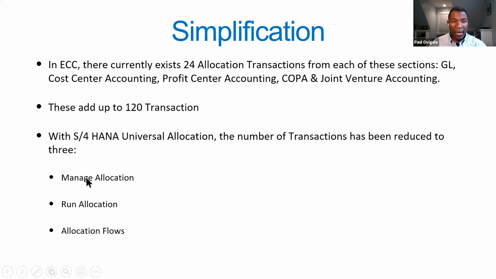So you have these 3: manage allocation, run allocation, allocation flows. Allocation flows, I think, is a little newer. It's really allocation results. If you're in 1909, you'll see allocation results. I think allocation flows is for S4 2020, with a little more functionality.